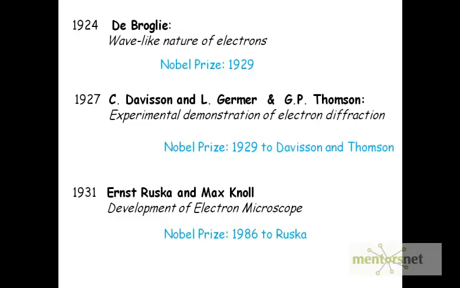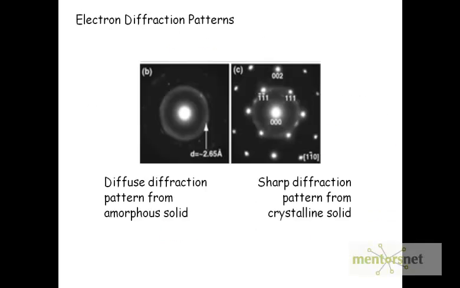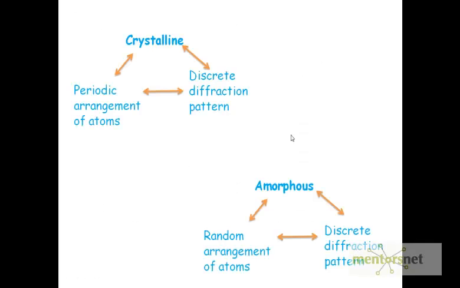The power of the electron microscope is that you can combine microscopy with diffraction, and the electron diffraction patterns from an amorphous solid and a crystalline solid are very distinct, as is seen in this example. From an amorphous solid, you only see a diffuse halo, whereas from a crystalline solid, you see nice discrete diffraction spots. It was thus understood that crystalline materials have periodic arrangement of atoms and give discrete diffraction patterns.